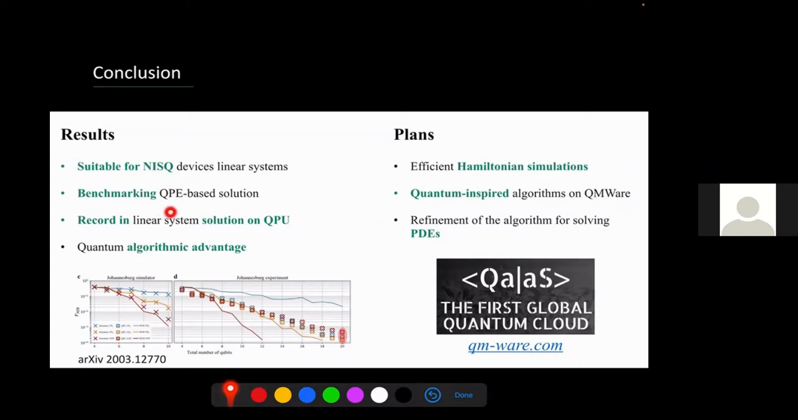Besides these quantum phase estimation based approaches, we aim to perform efficient Hamiltonian simulation, because the next step would be to encode the classical data into a quantum device, and we have some very nice ideas. We also plan to benchmark all these algorithms on hardware through the quantum cloud that we established, to benchmark real use case solutions, like solving partial differential equations. If you're interested, you can check this website, where we have a lot of material, not only the linear system solver. Thank you very much.